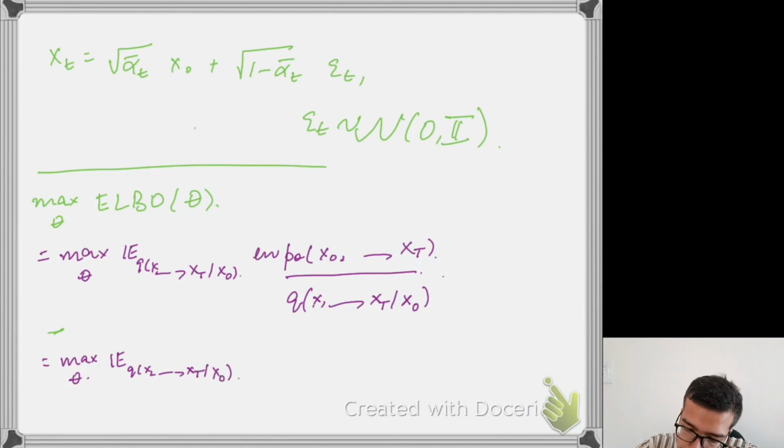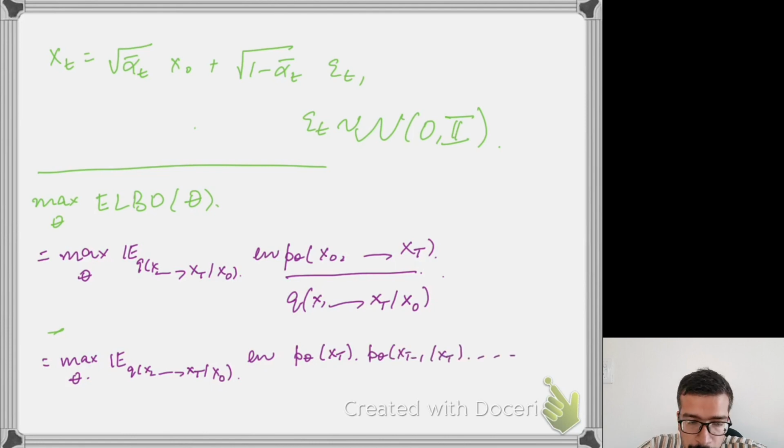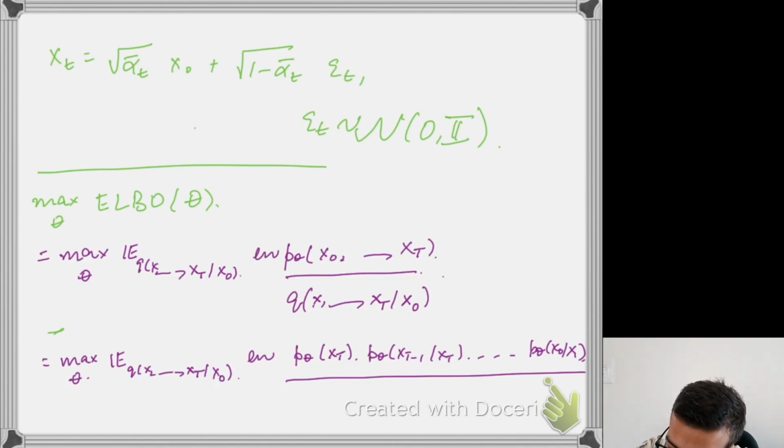So what we get is p theta xt, p theta xt minus 1 given xt, up to p theta x0 given x1. And we also now try to factorize the denominator in a similar form. So we write it as q of xt given x0, q of xt minus 1 given xt x0, and so on until q of x1 given x2 x0.